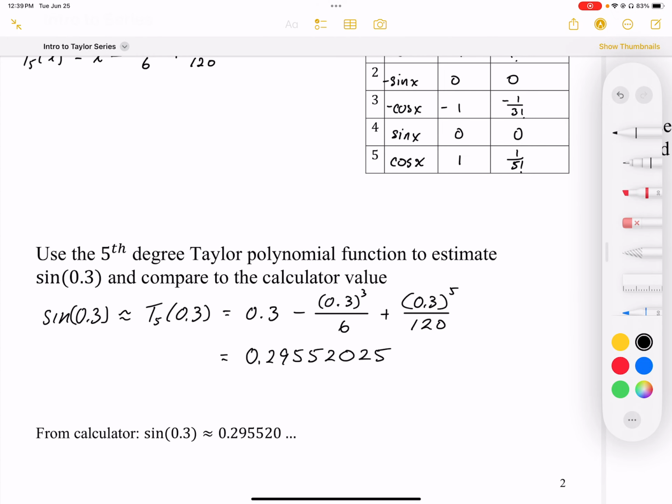And if we take a look at the actual calculator value, notice that up to even the 6th decimal place, there is a match. Okay, so even up to this decimal place here, there's a match. So with the fifth degree polynomial, we already have a high degree of accuracy using our Taylor polynomial.